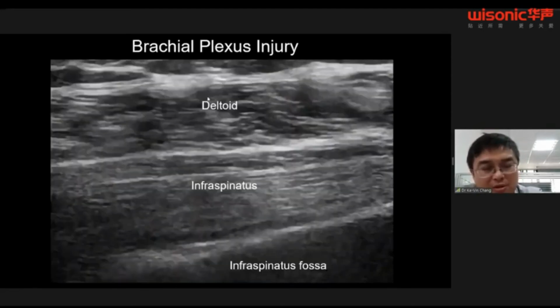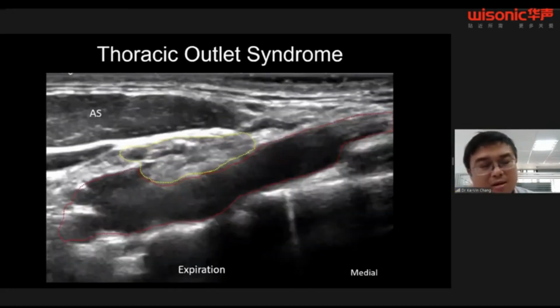So this is a case with brachial plexus injury, and we are scanning the nerve actually cranial to the part of injury. So you can find that the patient has already developed a neuroma. And then distal to the neuroma, you cannot find anything. You only see the scar and some tethered brachial plexus.